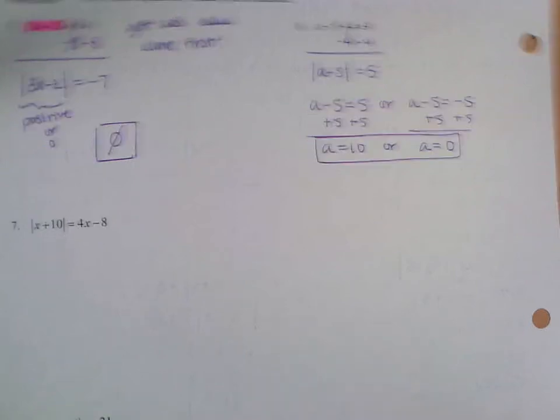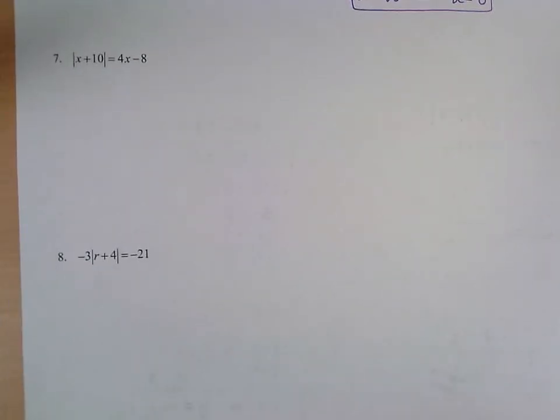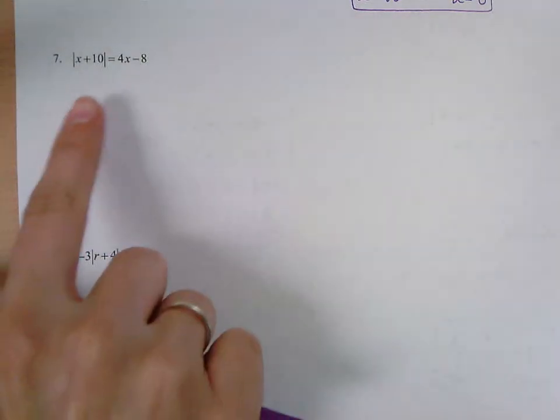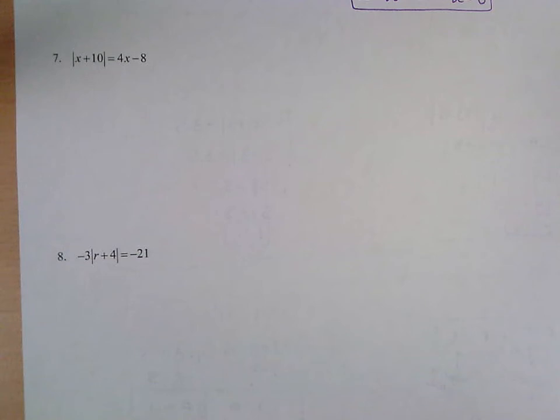Okay, so example 7. This one's a little different. So we have absolute value of x plus 10 equals 4x minus 8. Absolute value bars are already by itself, so we don't have to move anything to the other side right away. We can just start out right away setting up our two cases.